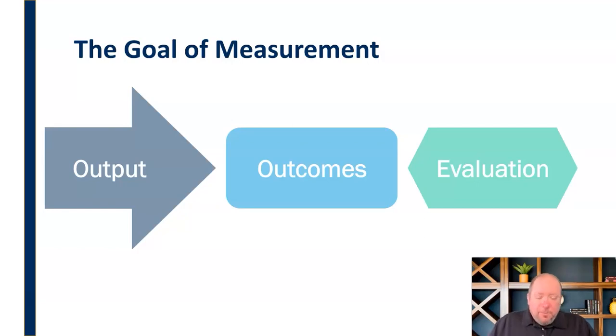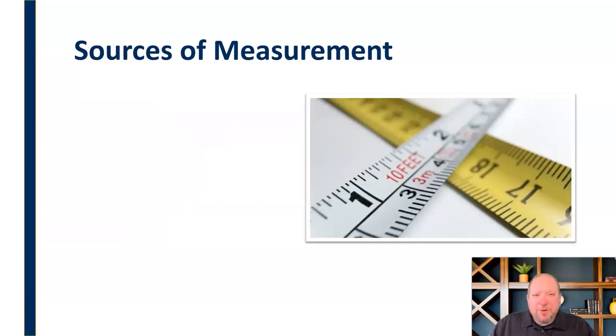So when we think about the sources of measurement, how do we go about measuring these things, and where does this information come from? Traditionally, we would look at things like mentions. In other words, anytime our organization or that idea, whatever it is we're trying to promote, appeared in some sort of traditional media, in a newspaper, on a TV show or something like that, we would put a tick mark, and that's one mention.